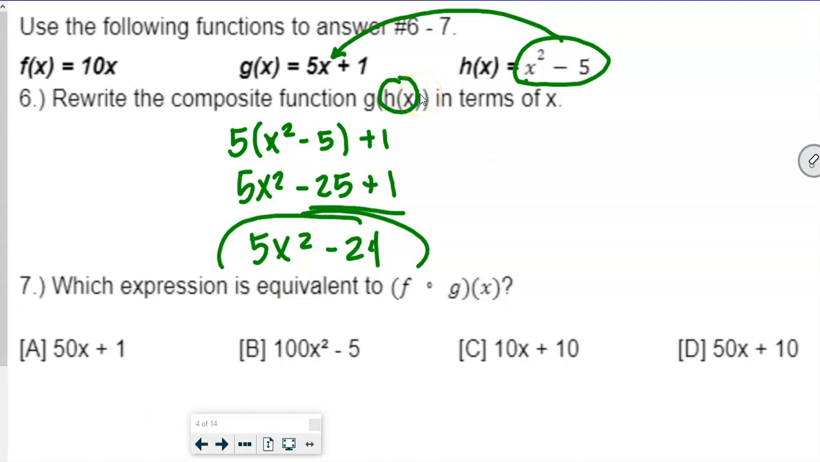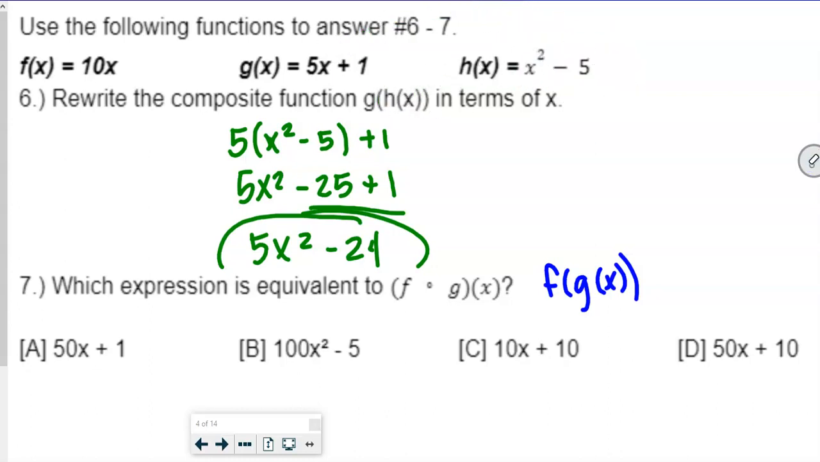All right, so the next one says which expression is equivalent to f of g of x? So here again, I'm going to rewrite this as f of g of x. Okay, so we're going to take the g of x function. So I'm going to erase this up here and we're going to talk through it up here, okay? We're going to take the g of x function, which is this one right here, and we're going to put it in our f of x function. So this time we're putting that in that x right there, okay?